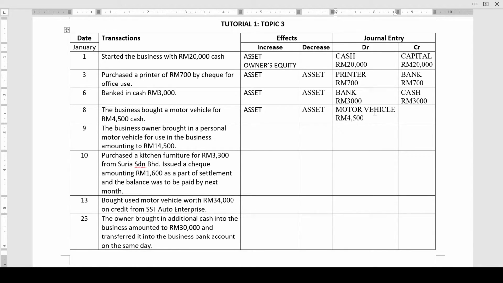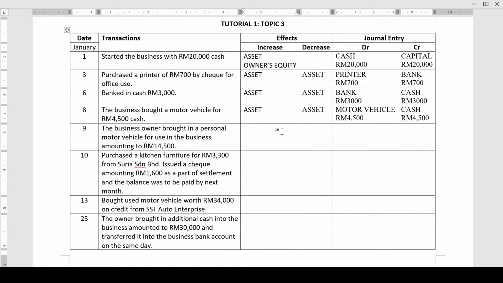And then another entry is a decrease in asset. Decrease in asset is credit. But which asset account is decreased due to this transaction? Cash. So we are going to credit cash by RM 4,500.